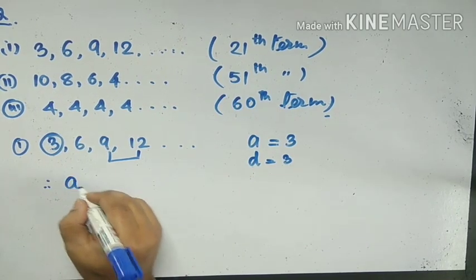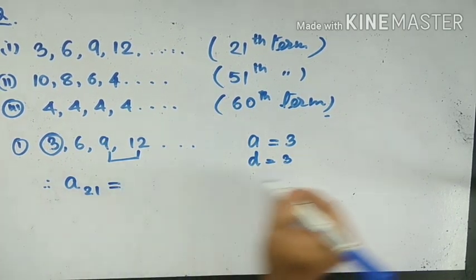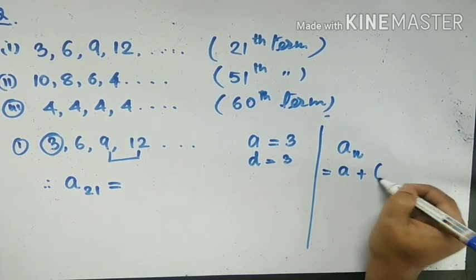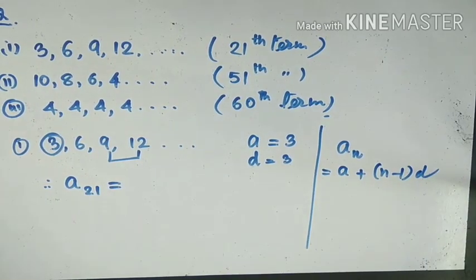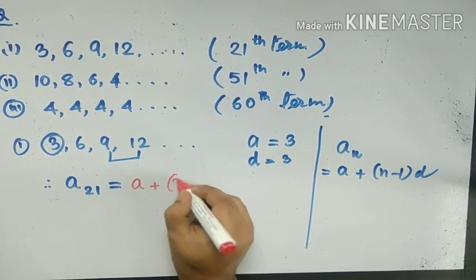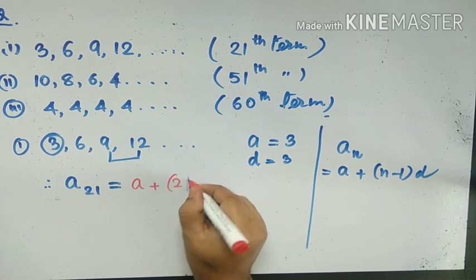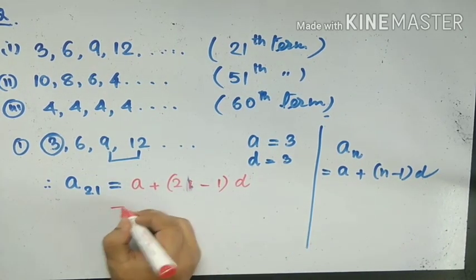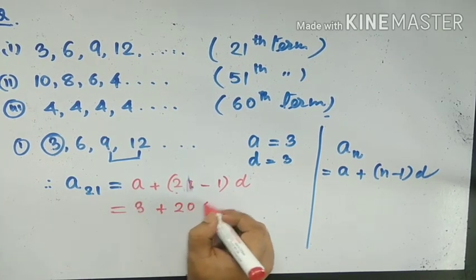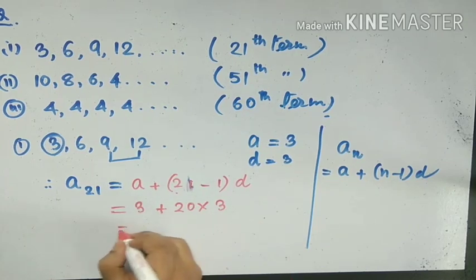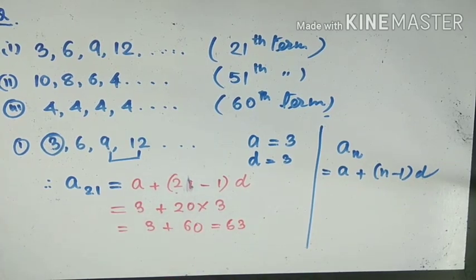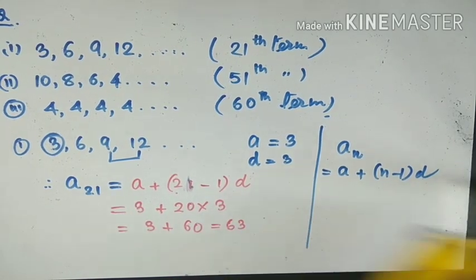So, therefore, we need to find the 21st term. This is A21. So, the formula of the nth term is A plus n minus 1 multiplied by D. So here A21 will be A plus 21 minus 1 into D. So here the value of A is 3 plus 21 minus 1, that means 20, and the value of D is 3, that means 3 plus 60, that will be 63. Let's do the second example.